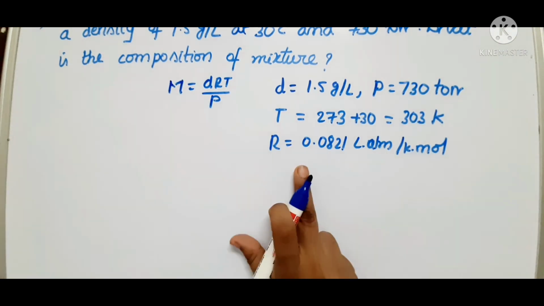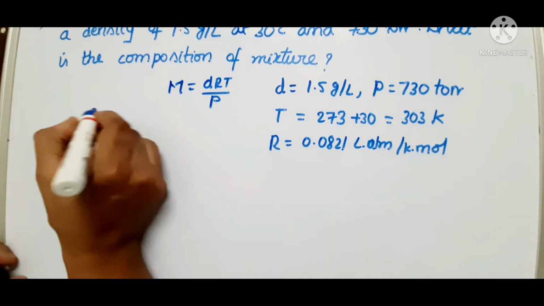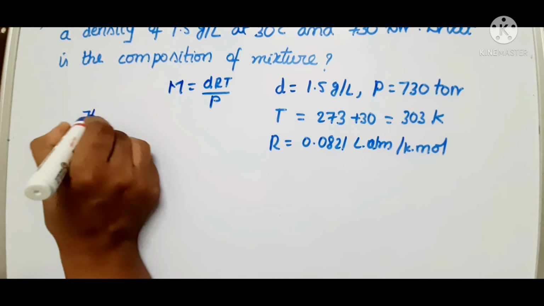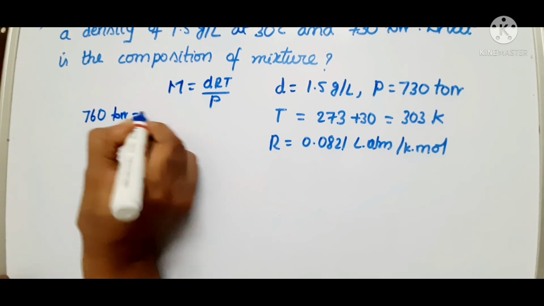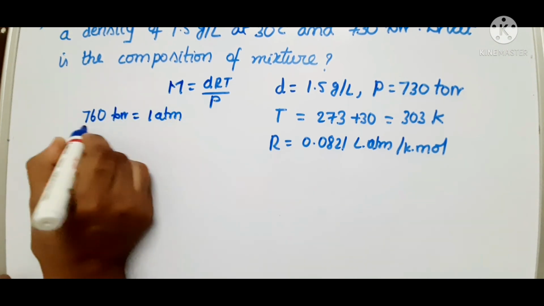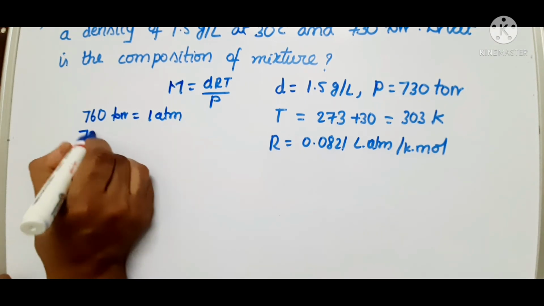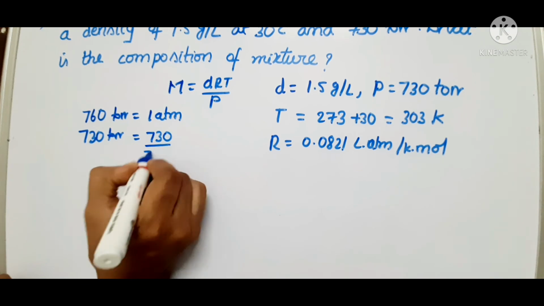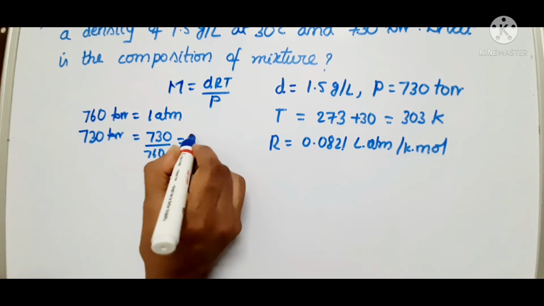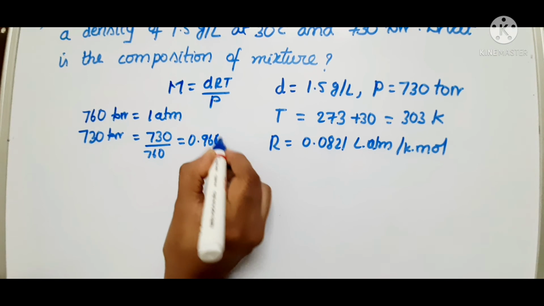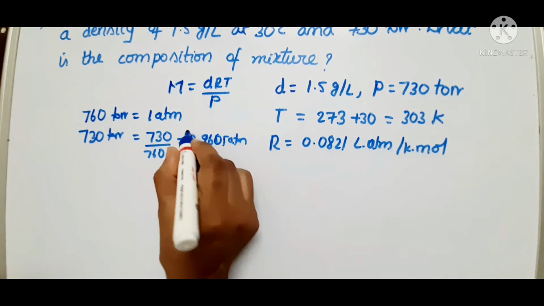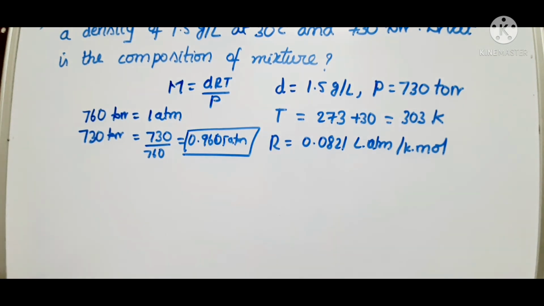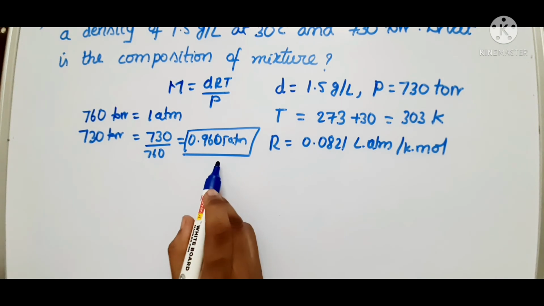When you observe the R value and the given data, the pressure is given in torr, so you have to convert it into atmospheres. Like the earlier example, if 760 torr is 1 atmosphere, then what is 730 torr? It will be 730 divided by 760. The value is 0.9605 atmospheres. This is the pressure you have to input in the equation.